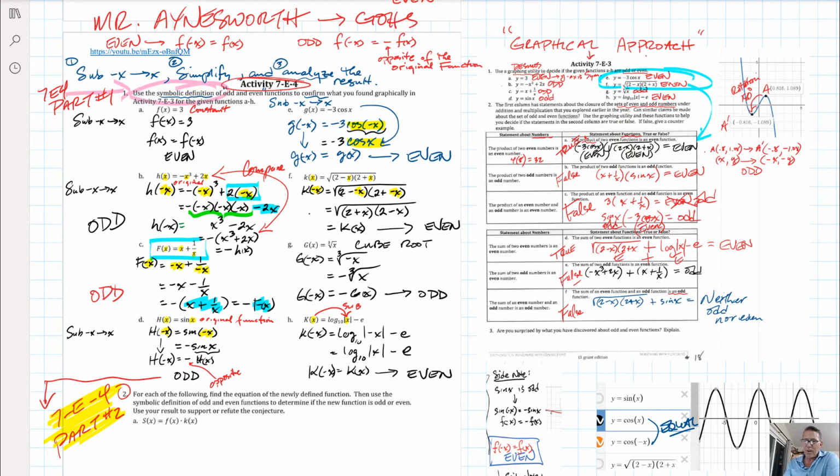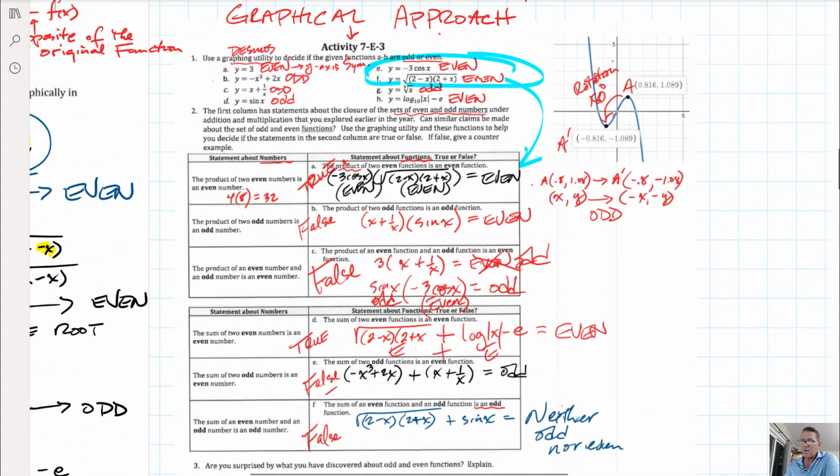In the previous video, I just went through number 1, which took a while because there are 8 functions which we had to show symbolically whether they are odd or even by using the definitions of even and odd. In the previous activity on 7E3, we did the graphical approach using Desmos.